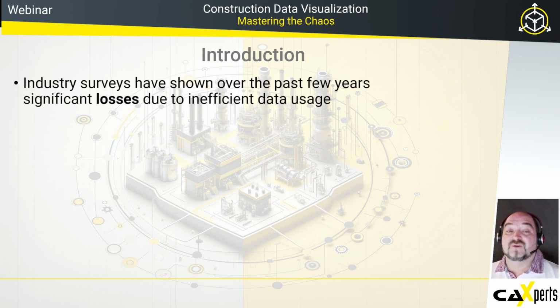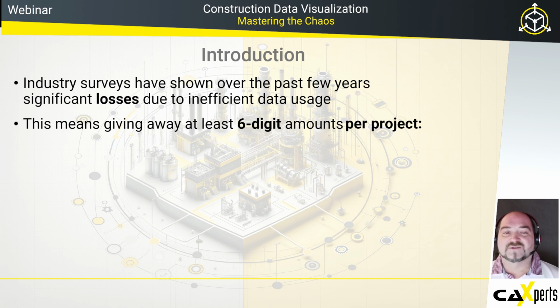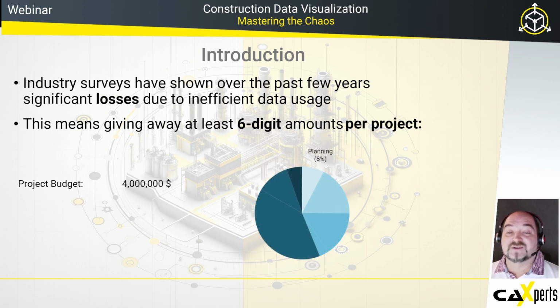industry surveys have shown over the past few years significant losses due to inefficient data usage. So what does that mean? This means giving away at least six-digit amounts per project. So we actually did a small consolidation of data with an example of a project budget of $4 million, divided into 8% planning, 20% engineering, 20% procurement, 45% construction, and 7% commissioning.